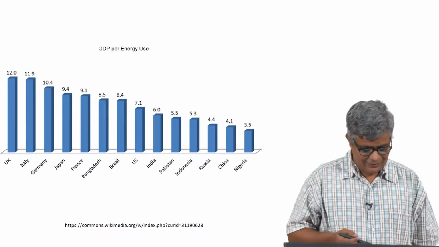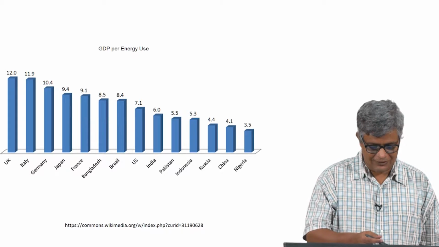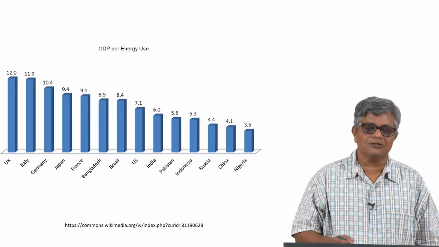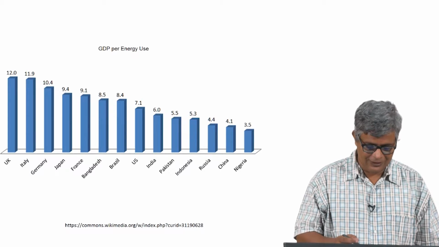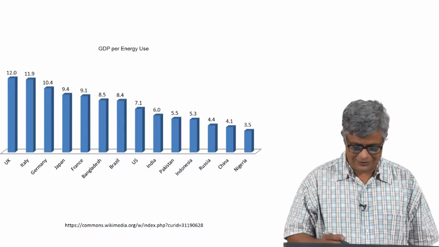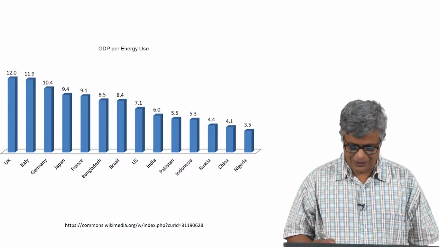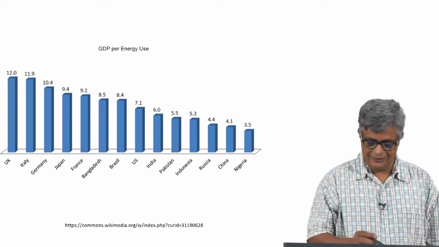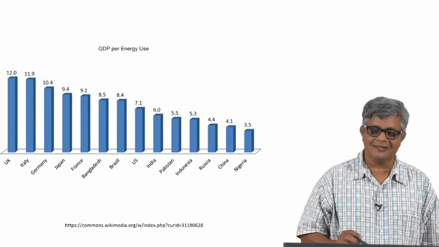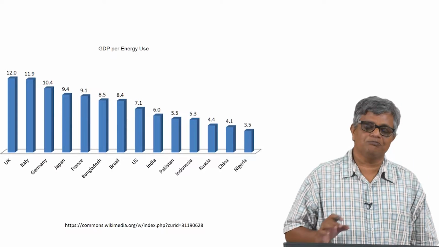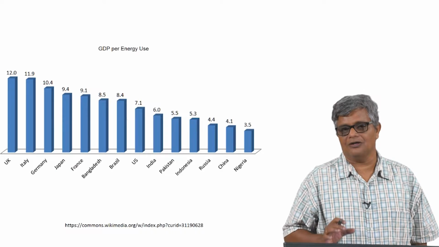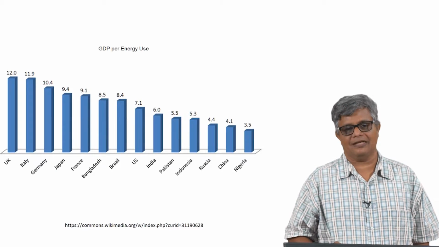And what we see here, there are certain European countries which have very high values, 10, 12 like that, but Bangladesh, which is consuming very little energy, is not far behind. It is only 8.5 versus 10 here, and countries like US 7.1, India 6, Pakistan 5.5, even Nigeria, which is 3.5. So that means that in terms of energy usage per GDP, there is not that much differential as there is in terms of raw energy consumption per head itself.